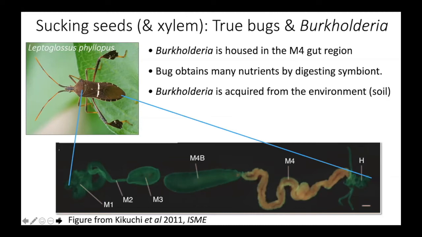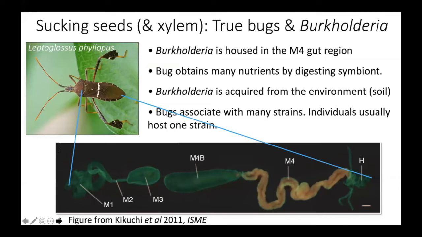And even weirder, despite the fact that the insect is just highly adapted to host these bacteria, it actually doesn't transmit the bacteria from parent to offspring. So when the eggs are laid and when the newly hatched nymphs hatch out of those eggs, they don't have the bacterium, and they have to go out into the world and find Burkholderia in the environment every single generation. So this is already really different from aphids and sharpshooters, the previous examples that we saw.